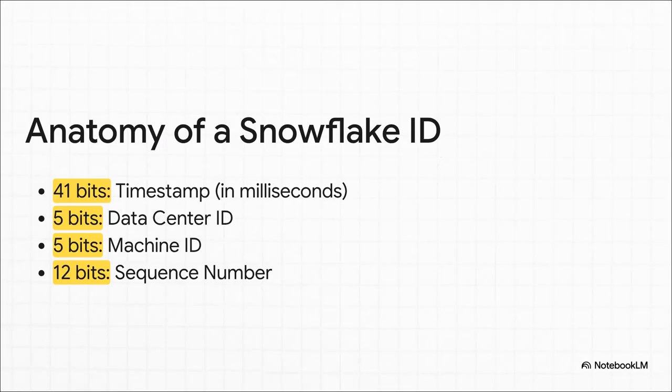And this is the absolute genius of the Snowflake design. It doesn't ask anyone for a number. Instead, every single machine builds its own unique ID from 4 distinct parts. The biggest chunk, 41 bits, is just the current time in milliseconds. That right there automatically makes all the IDs sortable by time. Then it cleverly bakes in a unique number for the data center and the specific machine it's on. This makes it impossible for 2 different machines to create the same ID at the same time.